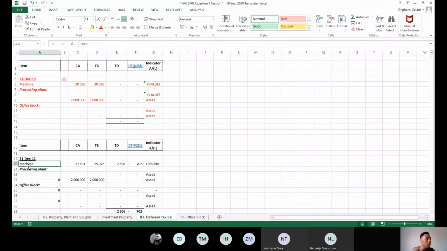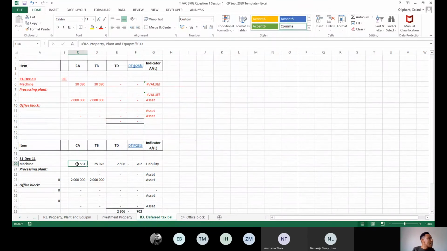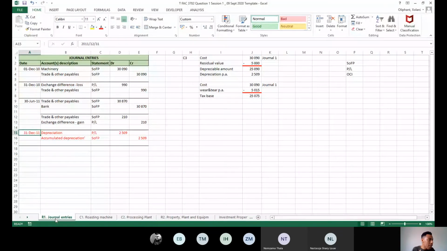However, for 2011, in your solution for 2011, you say machinery was 30,000. We've already done that here, so it's a matter of copying and pasting. So the carrying amount of the machinery is sitting at 27,581. So there it is. But now the challenge will be that I haven't yet determined what the tax base is going to be at the end, right? Fine. So I made it easy for you.